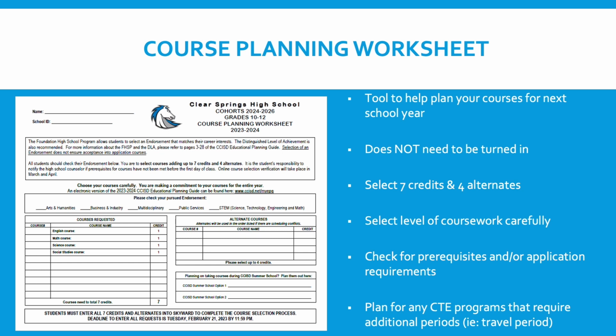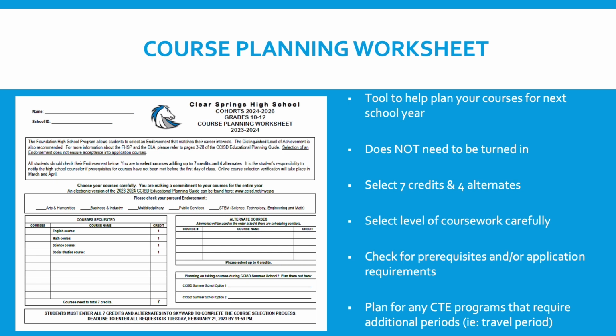To select your courses, you need to start by planning your courses on the course planning worksheet. This is where you write the courses you plan to take next year, along with your alternatives. Be sure to plan for 7 credits and 3 to 4 alternative courses. If you do not have 7 credits entered, your counselor will fill in the missing classes.